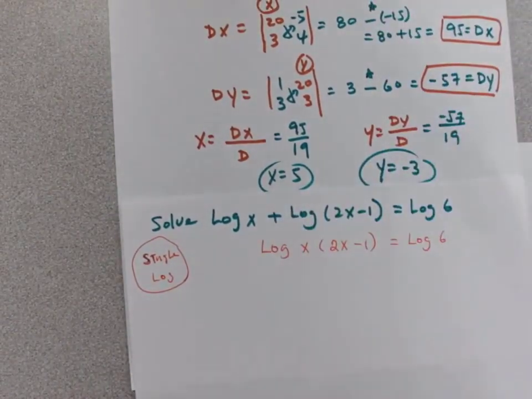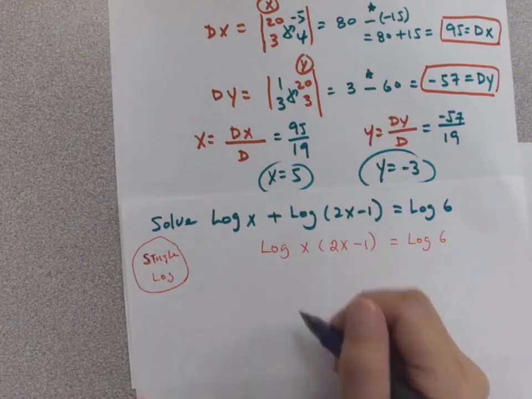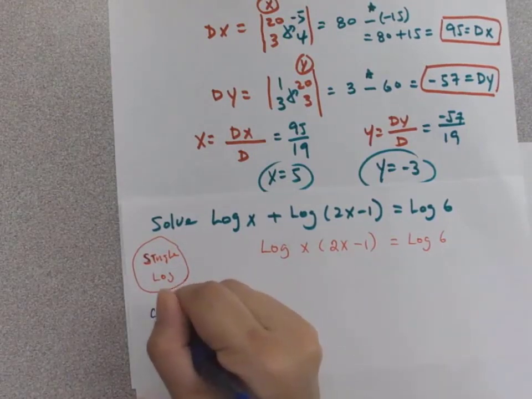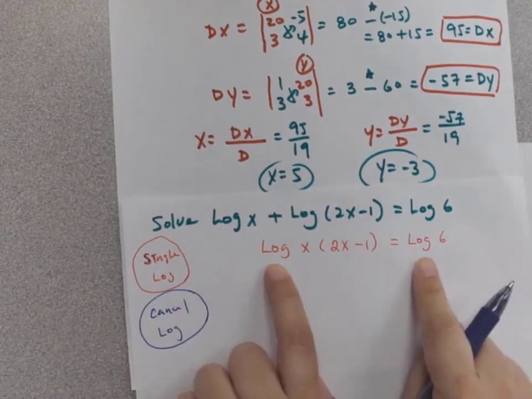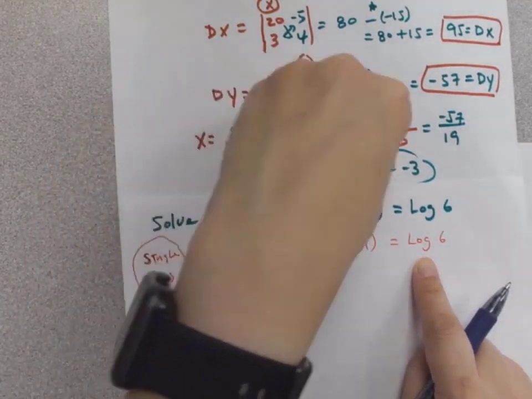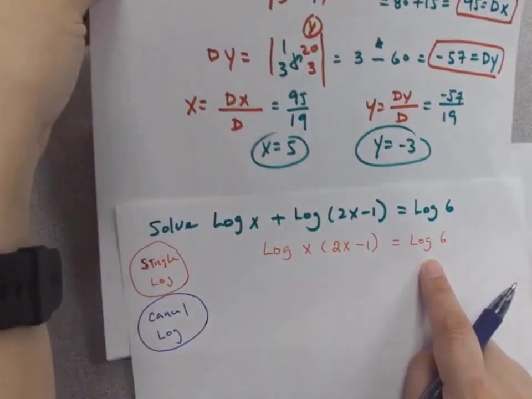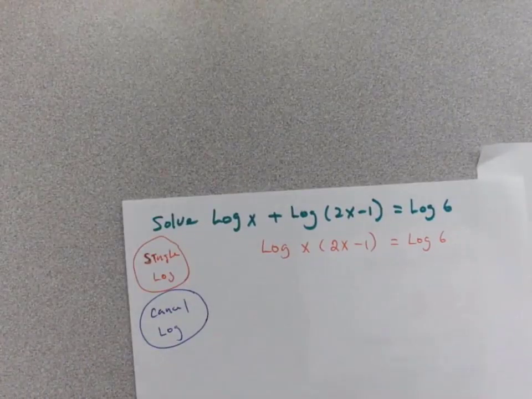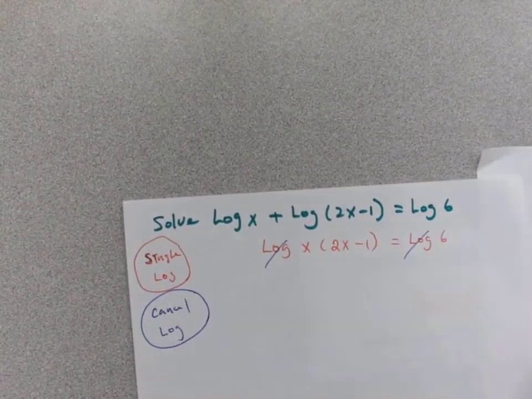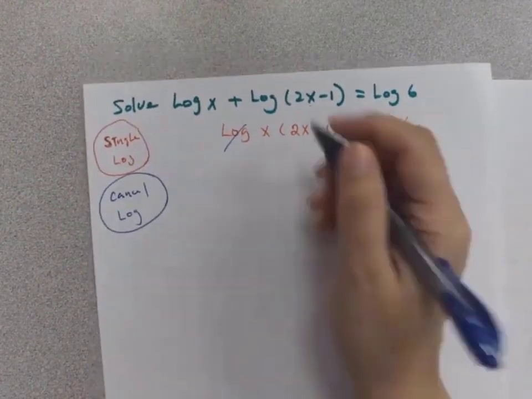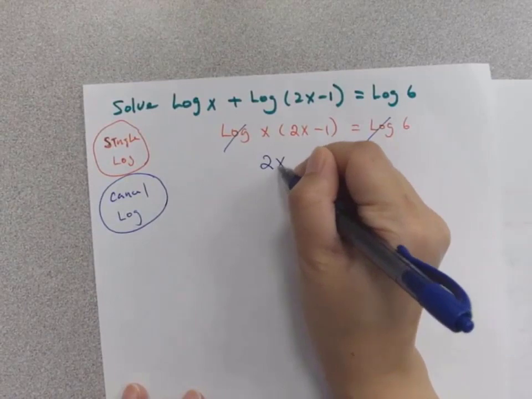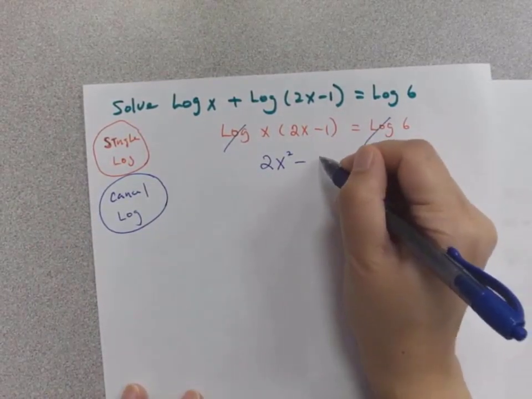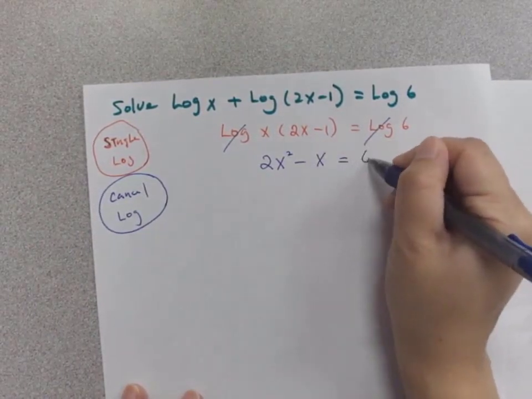And then? You can cancel the log, okay? So you can only cancel the log if you have one on each side and they have the same base, okay? So you cannot cancel on the first step. That seems to be one of the common mistakes on the last exam. So you can cancel when they have the same base, just one on each side, okay? So now you can multiply them together and you get what? 2x squared minus x equal to 6.